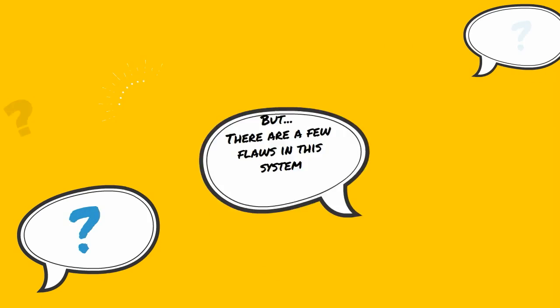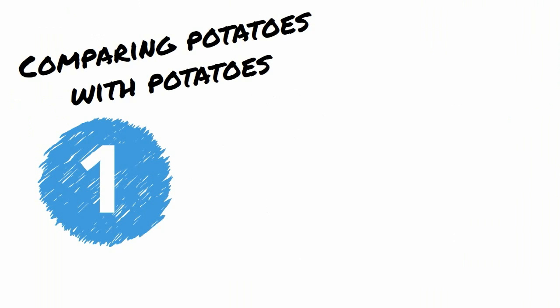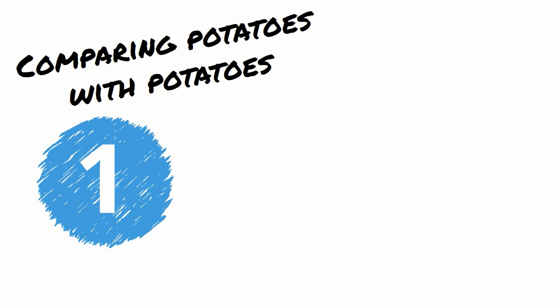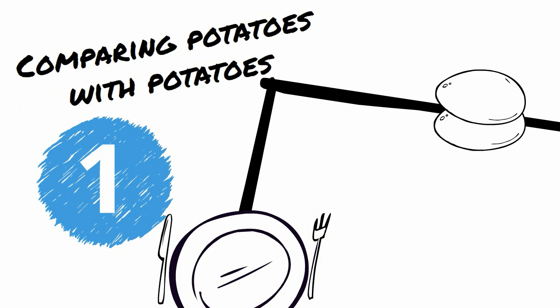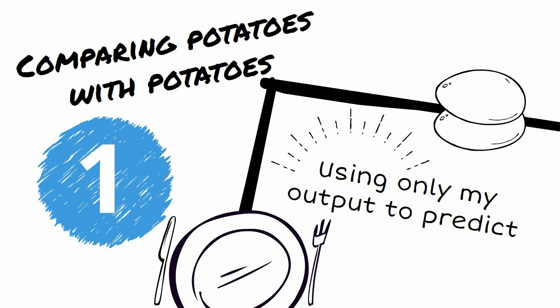However, the mathematics require a certain set of assumptions, and there are a few flaws in the system that you need to be aware of. My first assumption is that I'm comparing potatoes with potatoes. Because I'm using my output as a predictor, it needs to be reflective of my backlog. The first assumption becomes evident when I'm preparing the potatoes. For the purposes of this metaphor, an unpeeled potato represents an unrefined user story.